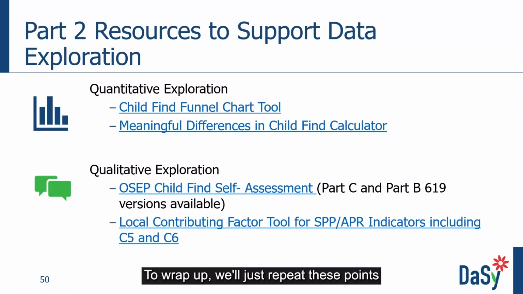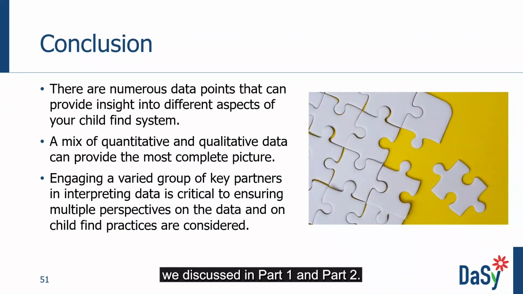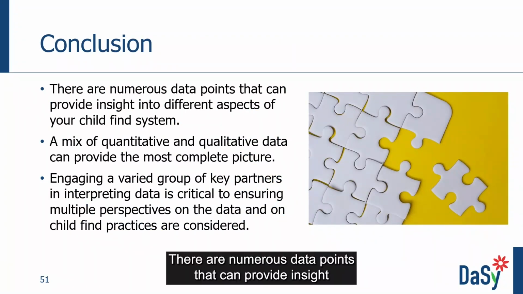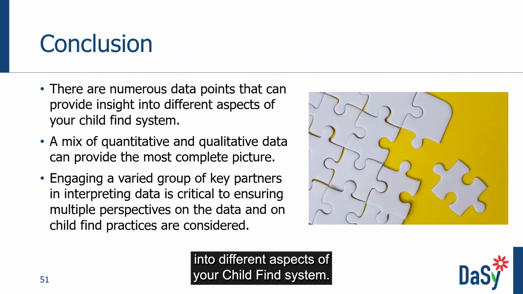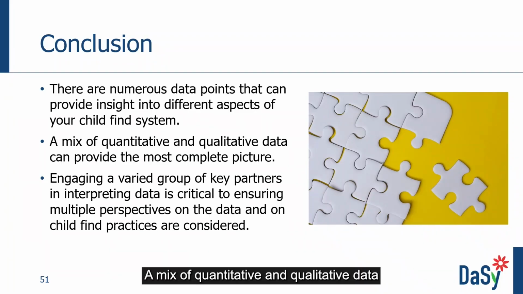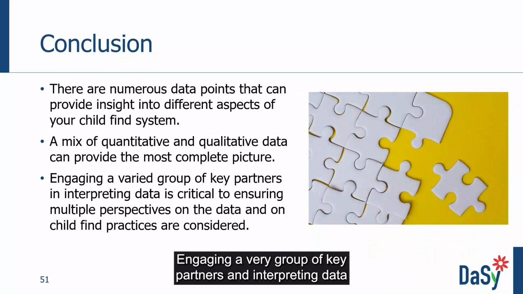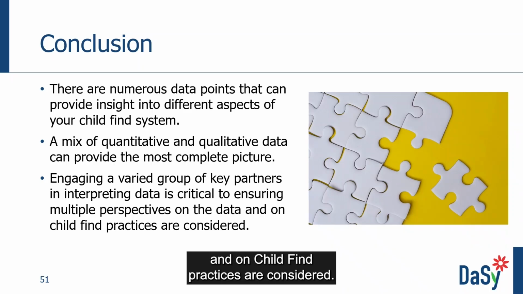To wrap up, we'll just repeat these points we discussed in Part 1 and Part 2. There are numerous data points that can provide insight into different aspects of your child find system. A mix of quantitative and qualitative data can provide the most complete picture. Engaging a varied group of key partners and interpreting data is critical to ensuring multiple perspectives on the data and on child find practices are considered.